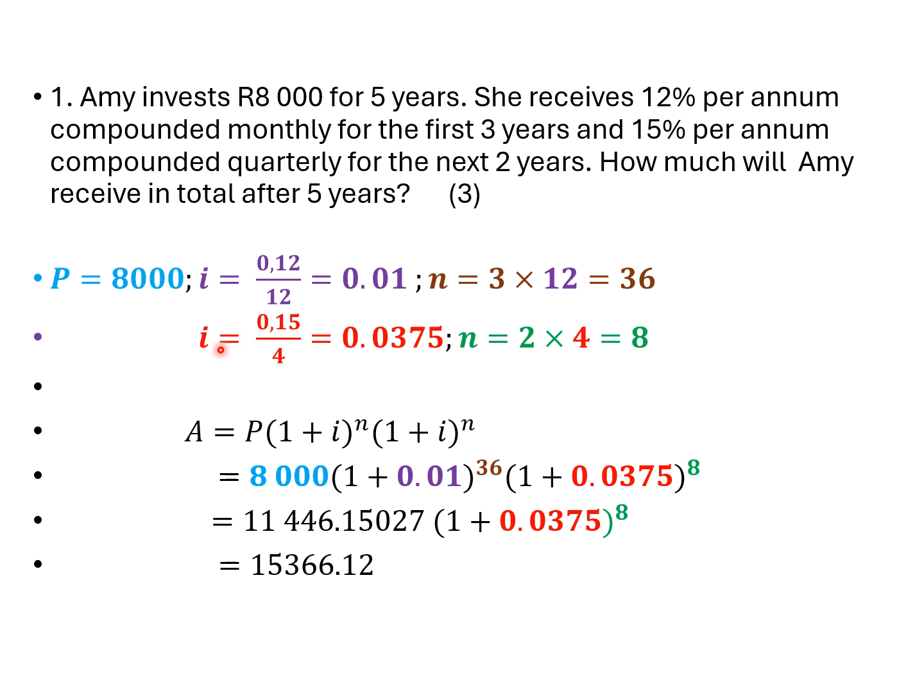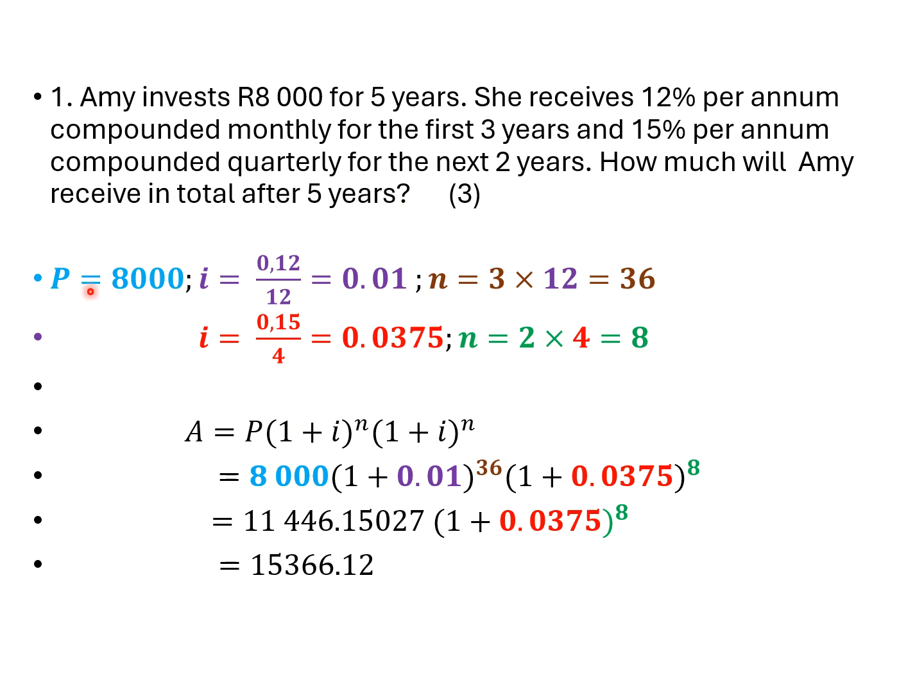Then my interest for the next 2 years, 15% is 15 divided by 100, which is 0.15, compounded quarterly, so divided by 4. It simplifies to 0.0375. And N is then 2 times 4, which gives me 8. Alright, so how much would she have in 5 years?